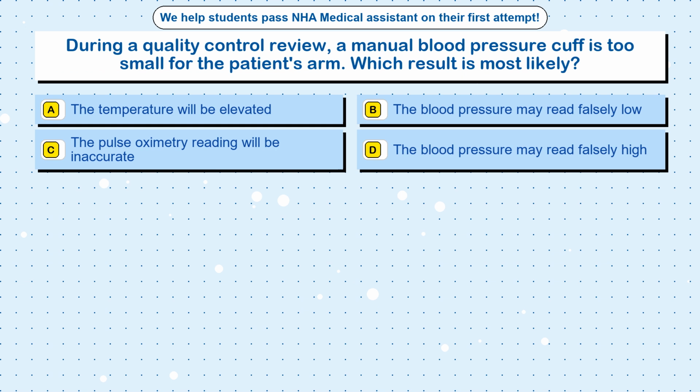Question 10. During a quality control review, a manual blood pressure cuff is too small for the patient's arm. Which result is most likely? Option A, the temperature will be elevated. Option B, the blood pressure may read falsely low. Option C, the pulse oximetry reading will be inaccurate. Option D, the blood pressure may read falsely high.